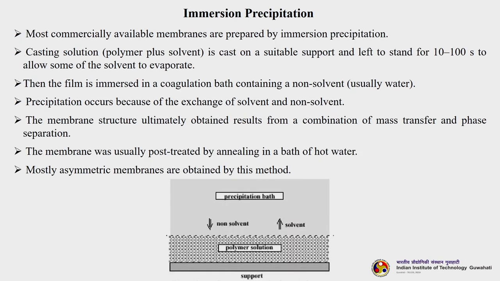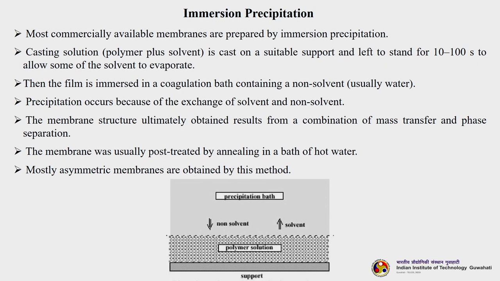The next technique, one of the most important commercially adopted techniques for membrane preparation in most industries, is immersion precipitation. Most commercial membranes are manufactured using immersion precipitation. Here the casting solution, that means the polymer plus the solvent which dissolves it, is cast on a suitable support and left to stand for 10 to 100 seconds, a very small residence time, so as to allow some of the solvent to evaporate. The idea is not to evaporate all the solvent, but just some of it.